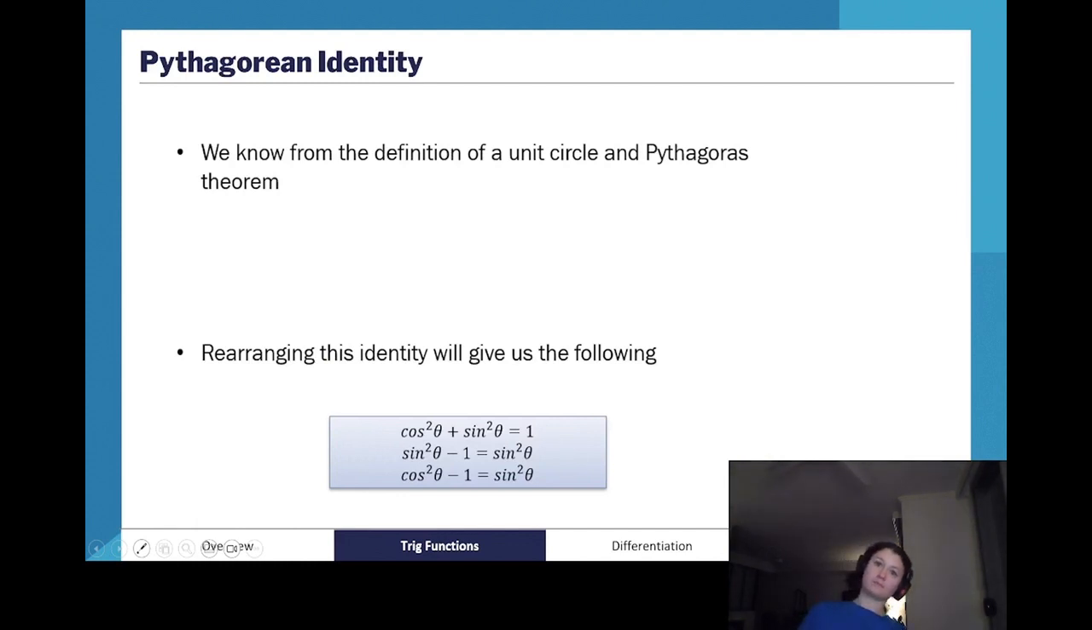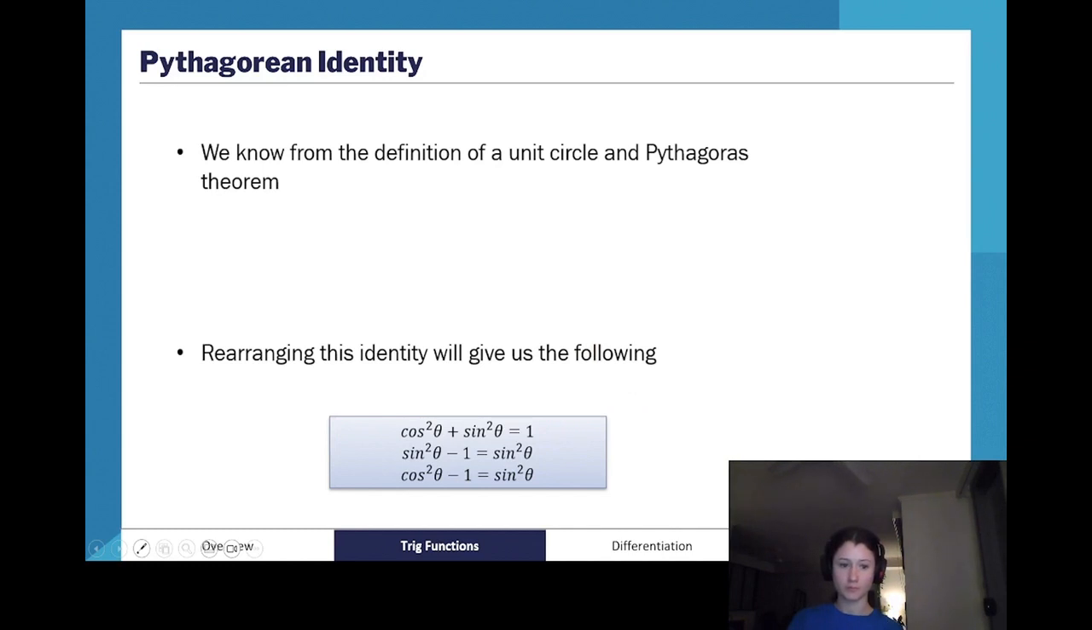Alright, now let's get on to the Pythagorean identity, which is one of the things that you need to understand as mentioned in your syllabus. So, let's have a think about what we know about the unit circle and also about right-angled triangles, hopefully stuff that you have remembered or done so far in previous years.